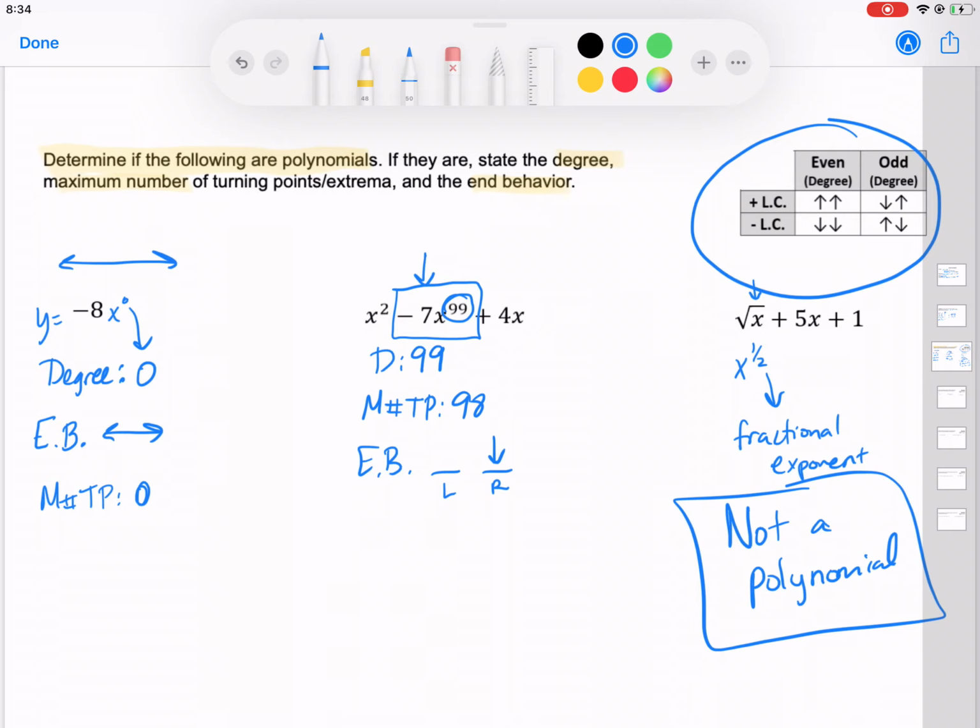Odd degrees always go the opposite direction. But you could also use the little chart I gave you. So we have a negative leading coefficient with an odd degree right here. That tells us it goes up, down if you follow the chart. So that would be your answer. Let's do a few more of these.